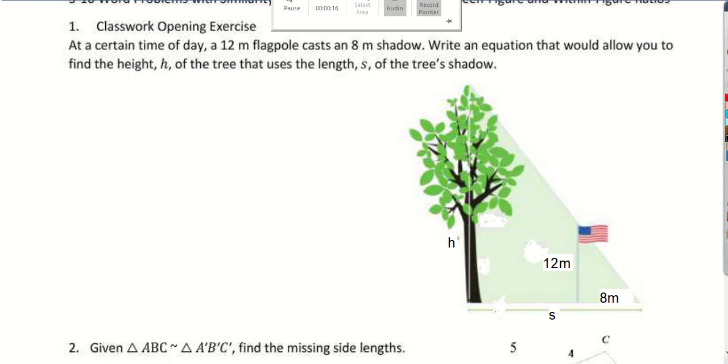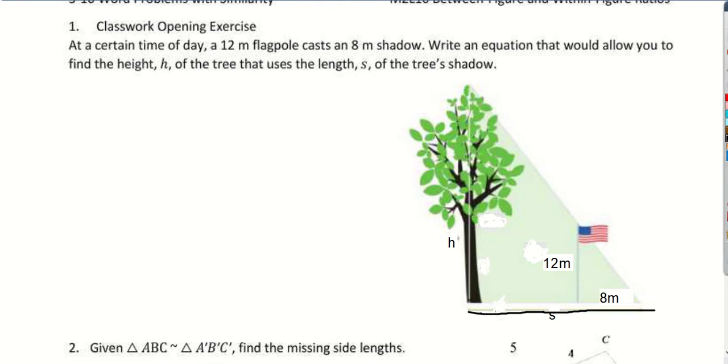So number one, we have a certain time of day. There's a flagpole that casts a shadow that's 8 meters. We also have a tree, and the length of the shadow of the tree and the flagpole actually have the same distance, like the shadow ends at the same point. So what I want to know is what equation can we set up that would allow us to find the height of the tree?